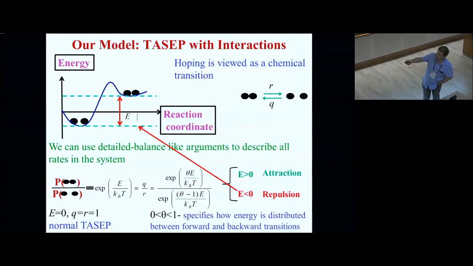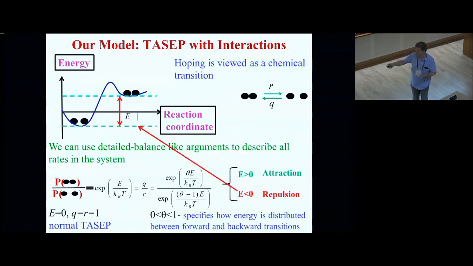So this situation, for example, corresponds to repulsion. When I bring two motors together, they don't like it. It's a repulsion. If this barrier would be lower, it would be attraction here. I just want to understand the language and notations a little bit. Okay, so I use this detailed balance argument to say what is the ratio of these rates.